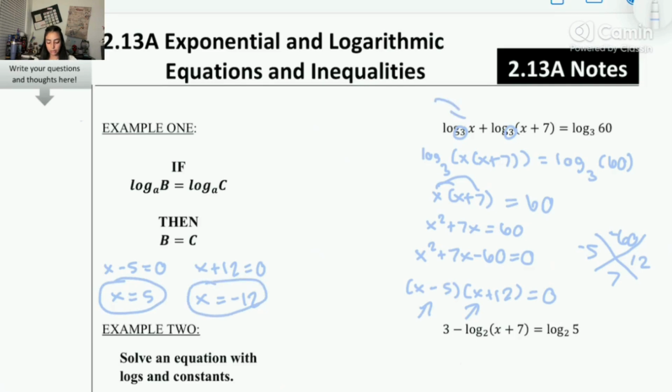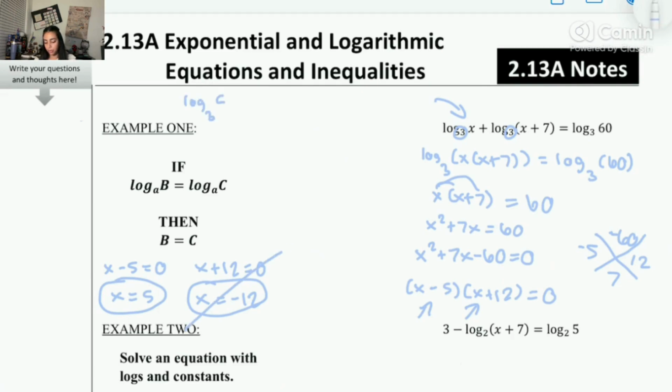And now I can plug them back into this original equation. So let's start with negative 12. Log base 3 of negative 12. We can go ahead and stop there. We don't have to continue because we know that there can't be a negative in the parentheses. So we can go ahead and discard this answer choice. Now let's plug in 5.